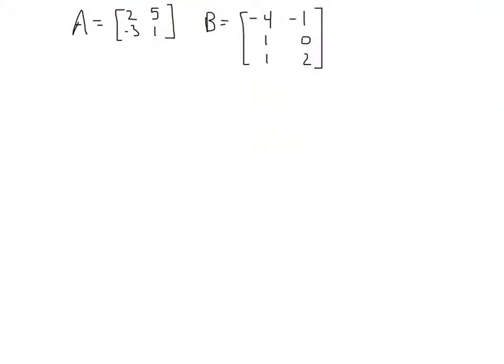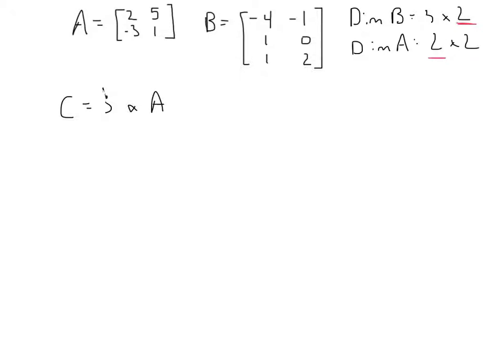If I look at the dimensions of matrix B first, the dimensions of B are 3 by 2, and the dimensions of matrix A are 2 by 2. And so we note that now the number of columns in the first matrix matches the number of rows in the second matrix. So I'll say C is equal to B times A. Well, that doesn't really look like a B at all, does it?